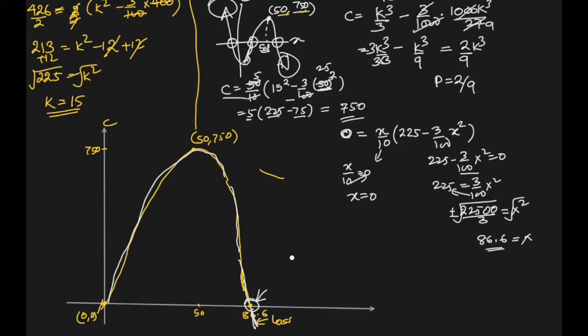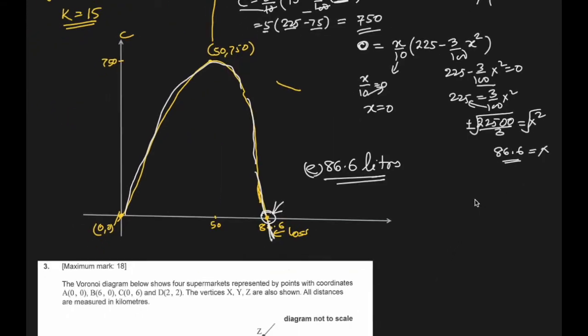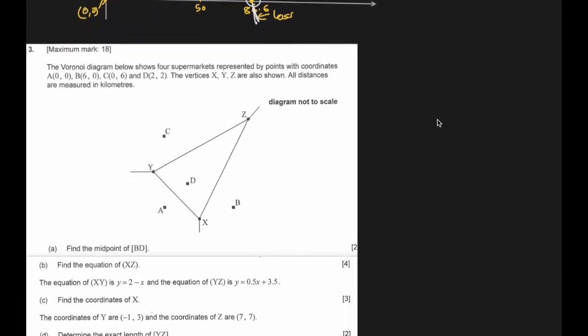So the answer of part E will be 86.6 liters of coffee will not let him make any loss. It will be even. Okay, this one is done and dusted. So let's go to the next, number 3.